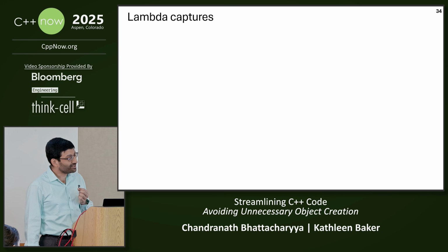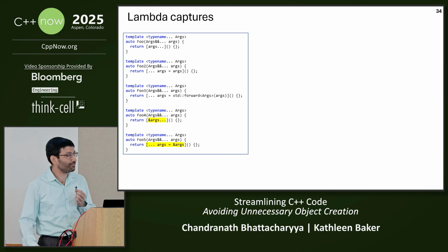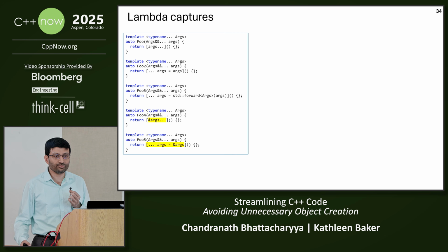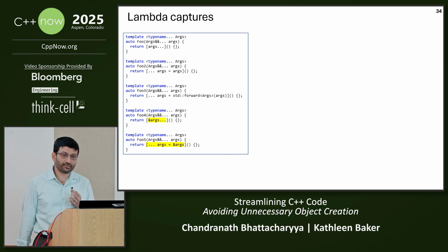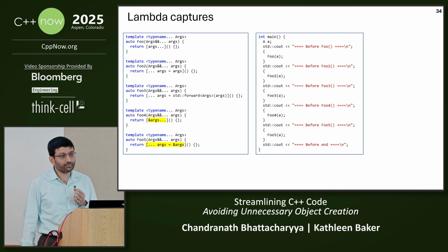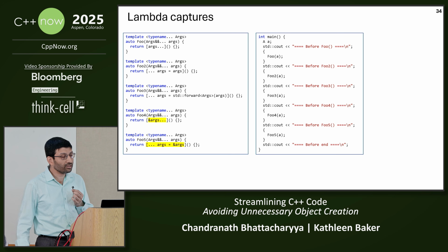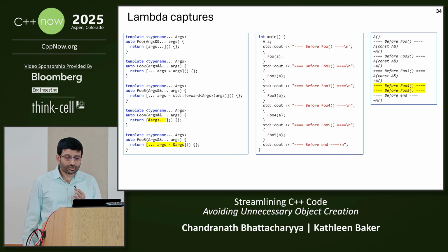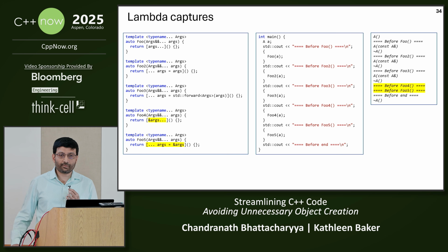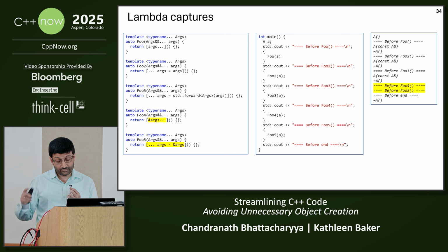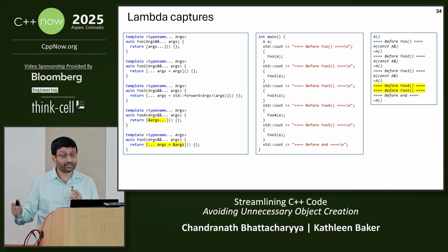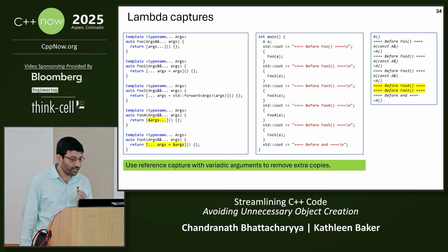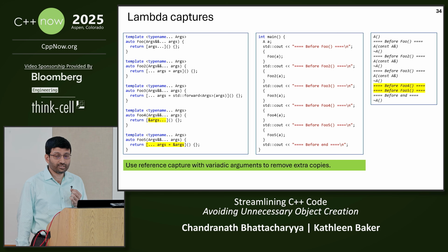Okay, final scenario with lambda is variadic captures. So there are 5 different functions. It's only the last 2 that are actually doing a variadic capture by reference. Here is some piece of code in main, which is calling all the different functions, and here is the output. So as we can see, it's only the 2 functions which are capturing the variadic arguments by reference. Those are the only ones not doing a copy, the others are. So the guidance is to use reference capture with variadic arguments to remove the extra copies.